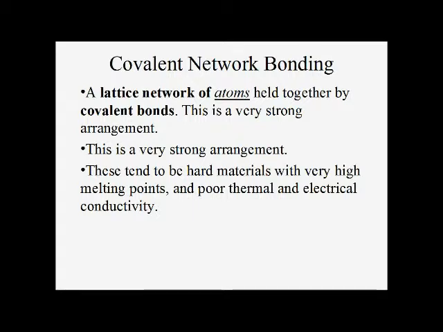So covalent network tends to be our strongest material. That's why diamonds are extremely strong. We can use diamonds as an abrasive material on drill bits. We can cut glass with diamonds. So this is a network of covalent bonds between the atoms.